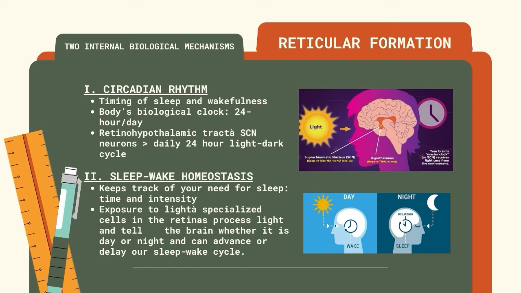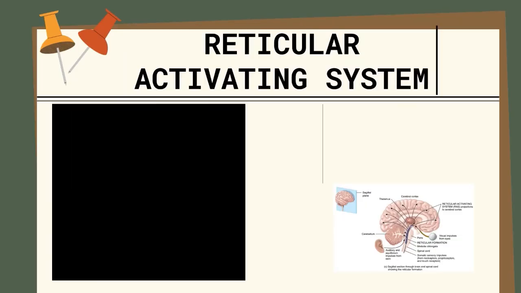Exposure to light matters too. There are specialized cells in your retina that process light and tell your brain whether it is night or day, and can eventually advance or delay your sleep-wake cycle. So very apparently, if you are traveling to other places, the person will eventually experience jet lag.